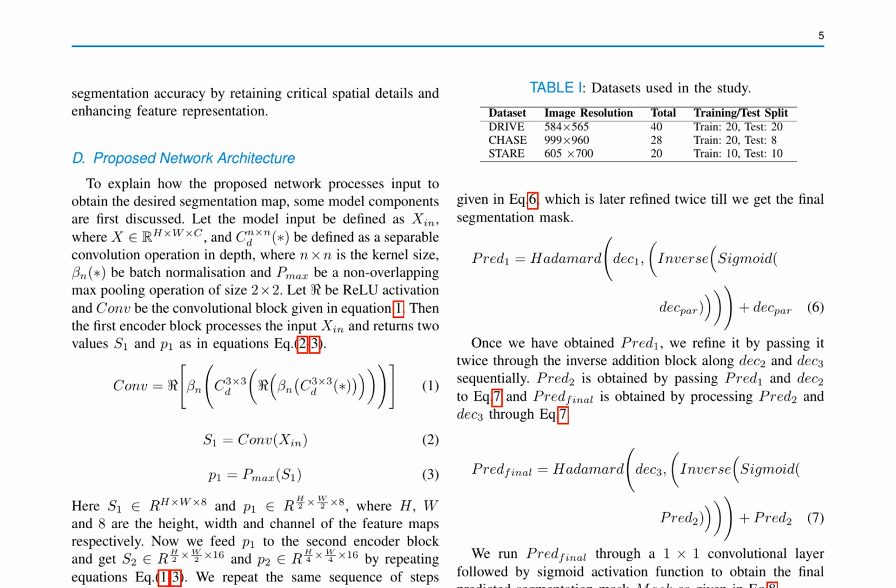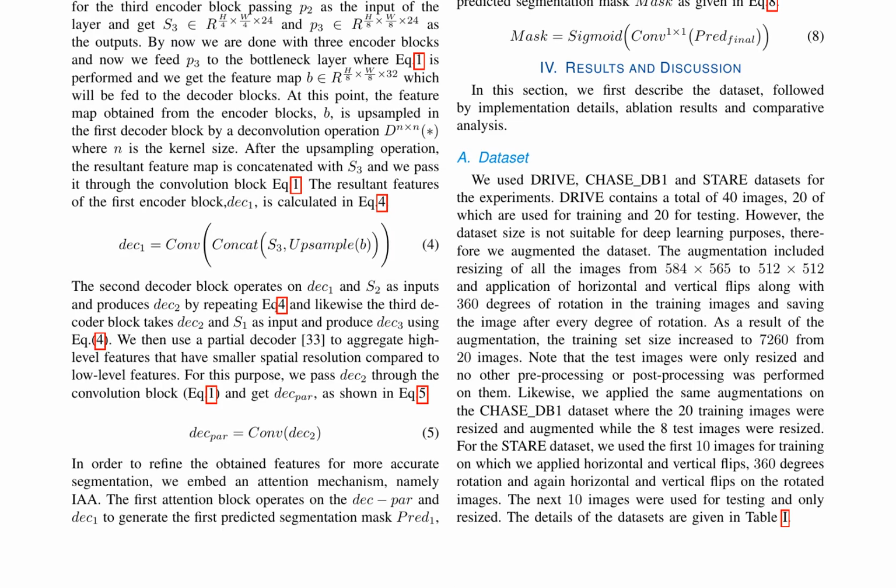The bottleneck layer output is upsampled and concatenated with the previous encoder block's output, then passed through another convolutional block. This process is repeated for decoder blocks, with each output concatenated with the previous block's output. The final decoder block output is passed through a partial decoder to aggregate high-level features. An attention mechanism, IAA, refines the features for more accurate segmentation. The attention block operates on the decoder output, generating a predicted segmentation mask refined through inverse addition blocks. The final predicted mask is obtained by passing the refined mask through a 1x1 convolutional layer followed by sigmoid activation.